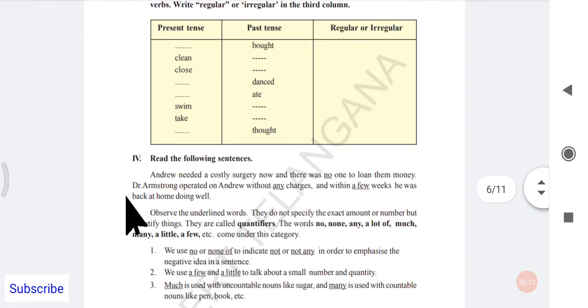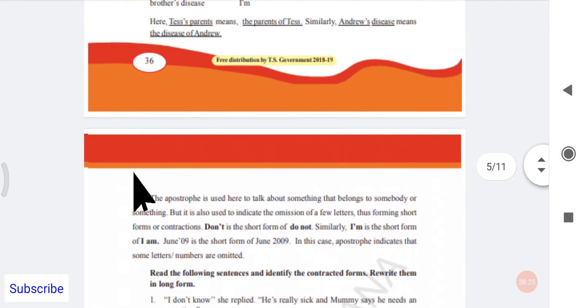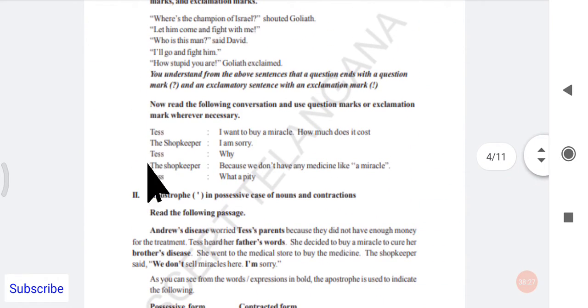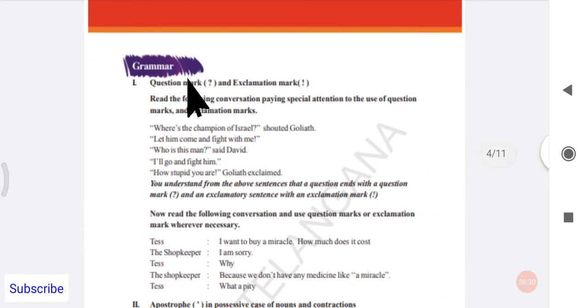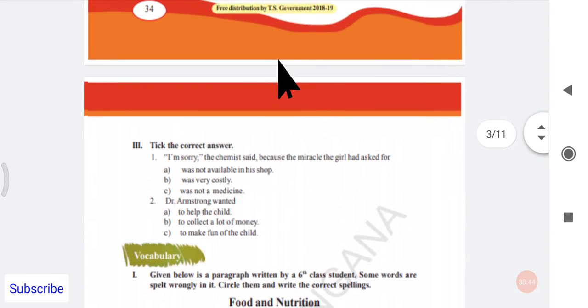Quantifiers, next regular and irregular verbs, next apostrophe and question mark. Whatever the parts that are in the grammar point, please focus on them. The rest of the exercises are of course important, but you can give them less time. Save your time by focusing on this more, and the rest of the points you can focus on very little. Those are majorly for the students.